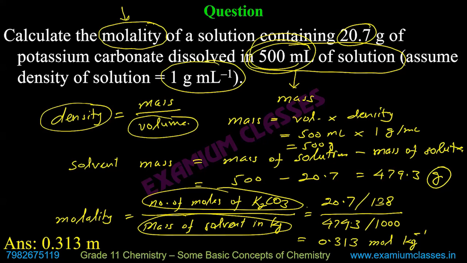Anything not clear, let me know. Any confusion in any step? Sir, in this question, I directly calculated the number of moles of K2CO3. Can't it be done that way? Absolutely fine. You can first calculate the moles and then substitute, or you can do it like this. What you are saying, first calculating the number of moles of solute and the mass of solvent in kg and then using the formula, is a better approach. Okay, sir.